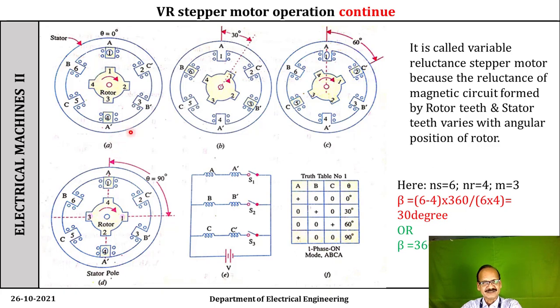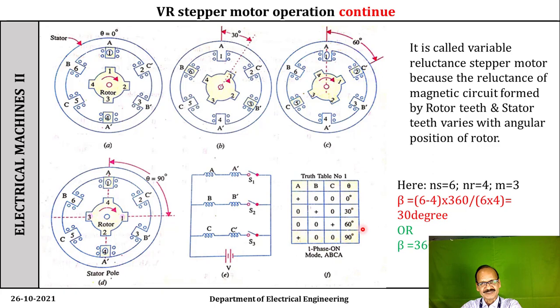Now pay attention to the driver circuit, or simple circuit. Here A and A dash are connected in series, which are diametrically opposite. Okay, and say switch S1 is connected. Then B and B dash, poles 3 and 6, are connected in series, to which switch S2 is connected. And C, C dash, that is pole number 2 and pole number 5, these coils are connected in series, which is shown here, and switch S3 is connected. And all of these are supplied by a DC source.